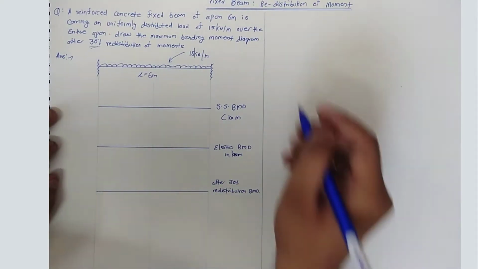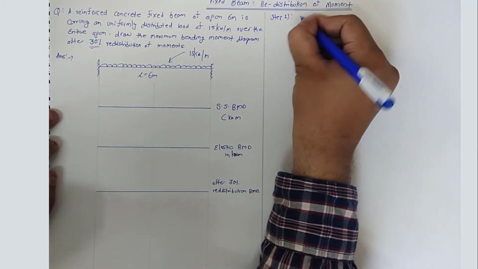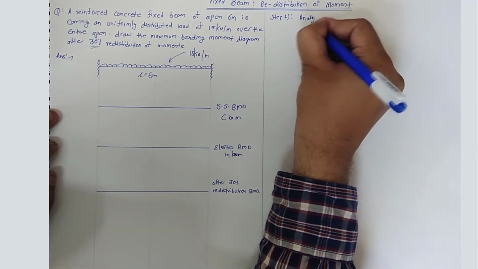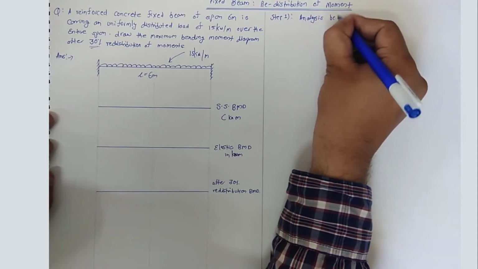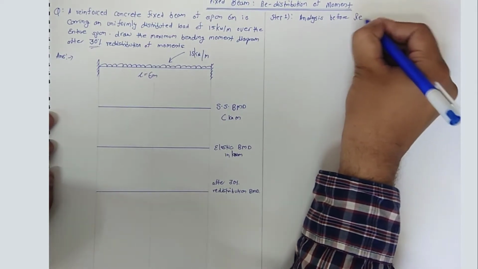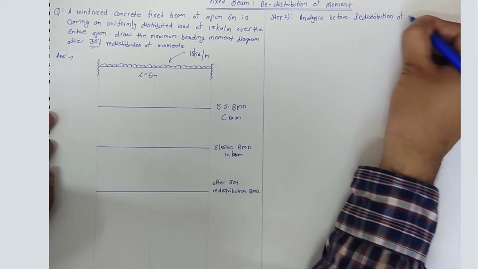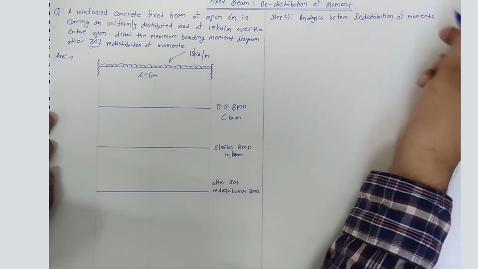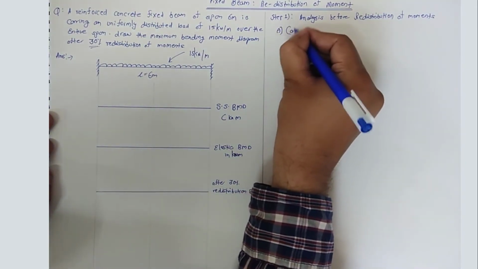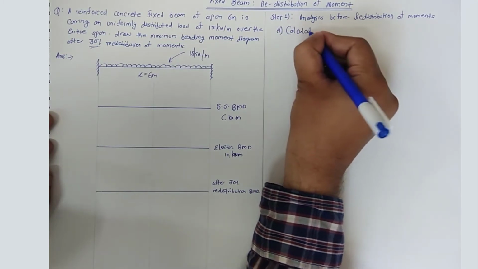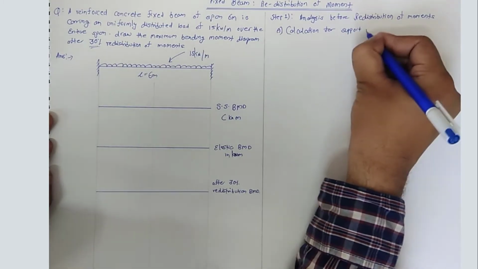So our first calculation, step 1, will be the analysis before redistribution of moments. In that, the first part A will be the calculation for support moments.